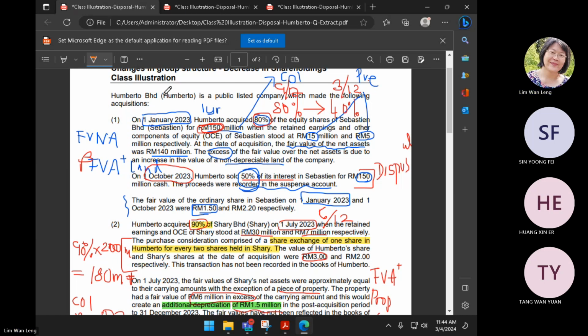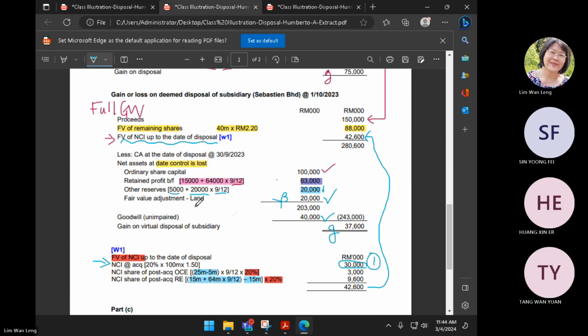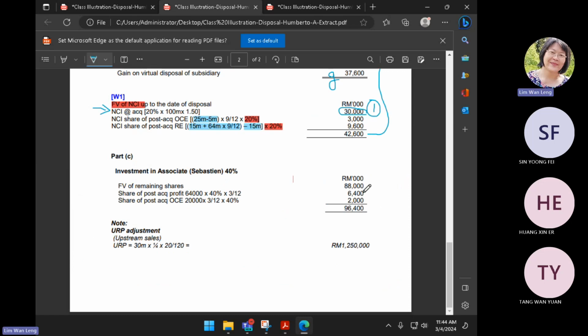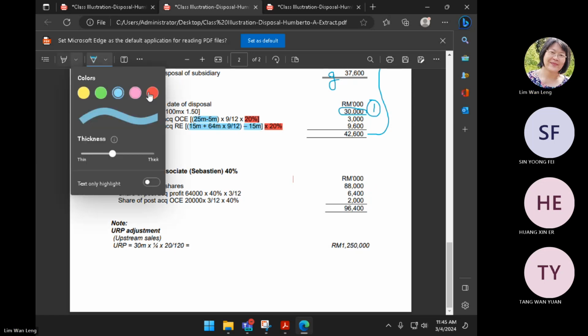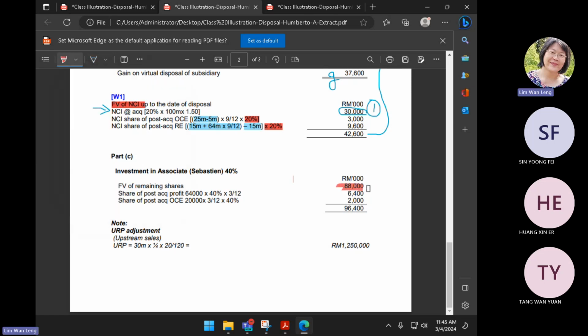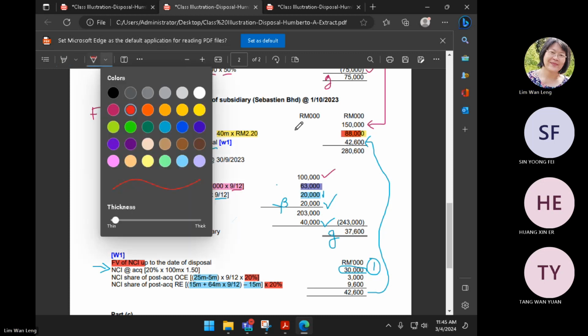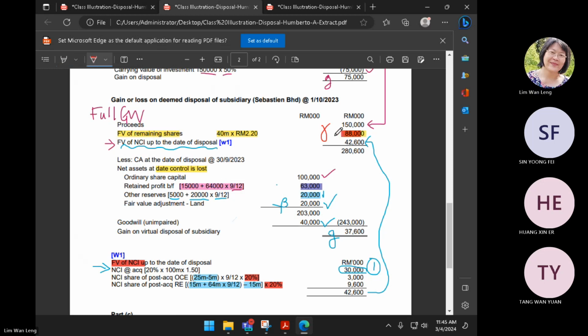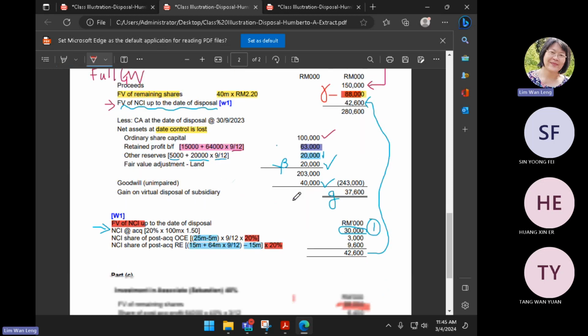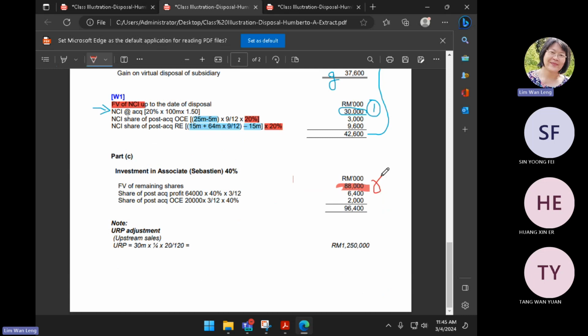So this one. This 88, where do you get it from? From the top. This 88, where do you get it from? Fair value of the remaining shares. So you get it from here.